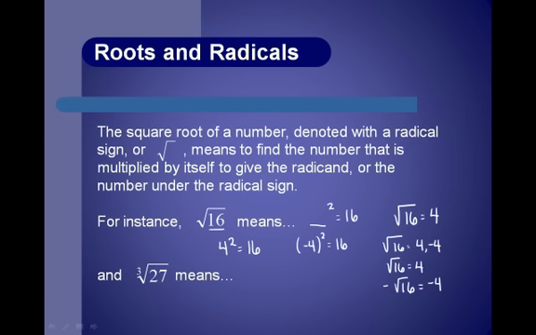The third root of 27, this little 3 out here is called the index. The 27 is called the radicand. What that means is what number to the third power will give us 27. 3 to the third is 27. So the third root of 27 is 3.